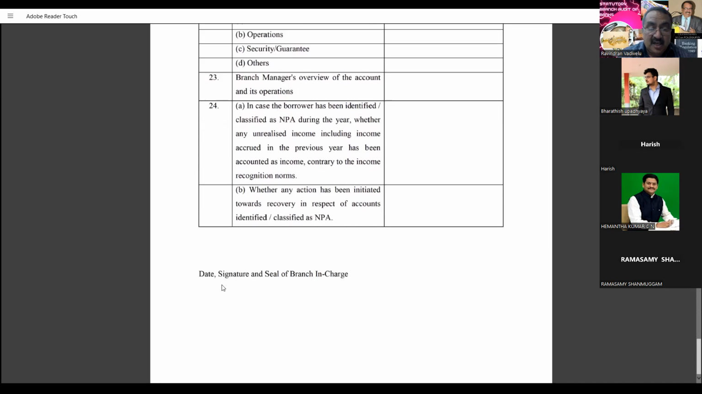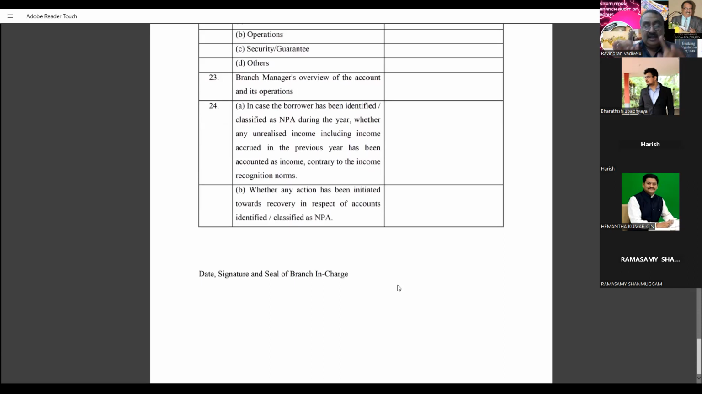Just go and see the last line: date, signature and seal of the branch in charge. That means annexure 3 has to be prepared by the branch manager and he has to submit the same to you for your verification.